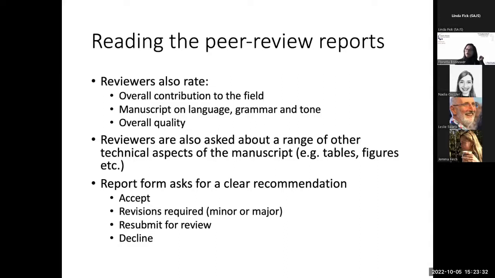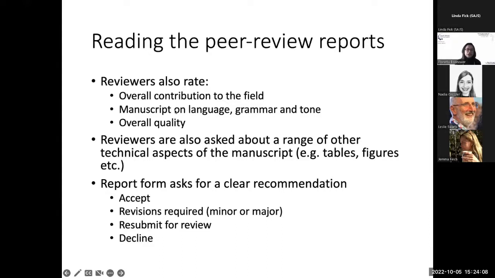And then often the report form that accompanies the narrative report for most journals would also ask for a clear recommendation from the peer reviewer. As I said, the narrative report varies in style. So some reviewers may be explicit in their report and say, I'm recommending a rejection of this paper, or I'm recommending acceptance with minor revisions, but others may omit that from the narrative report.